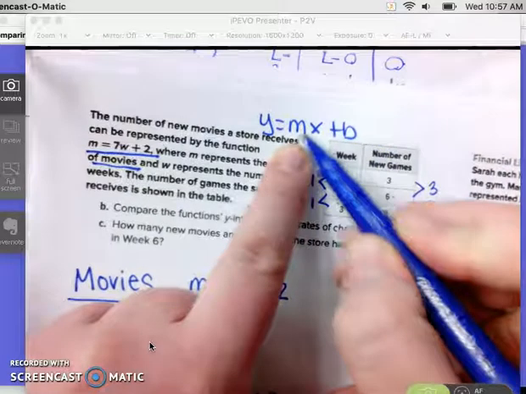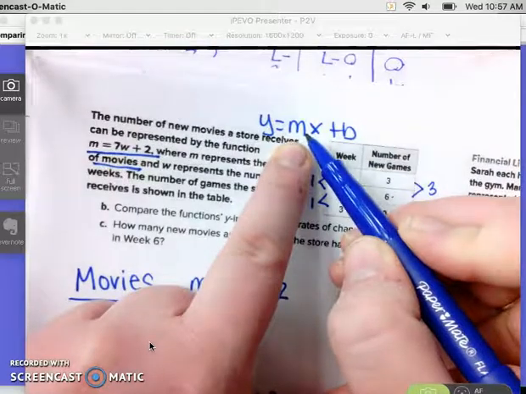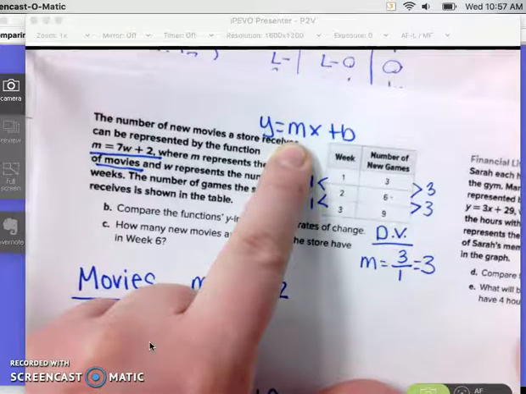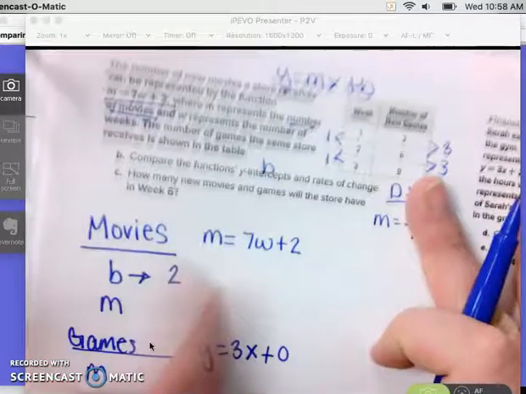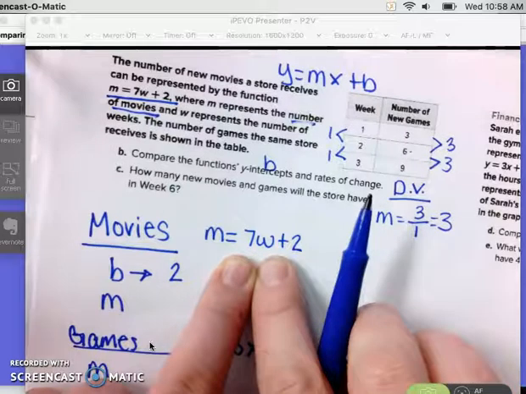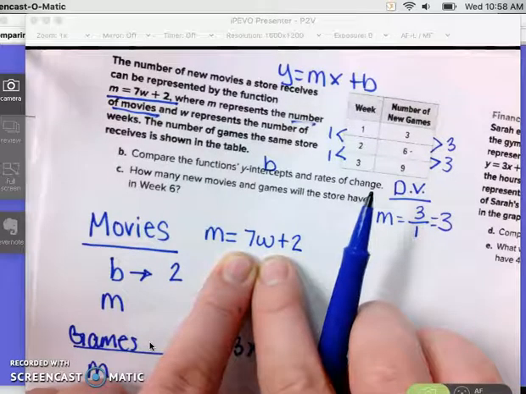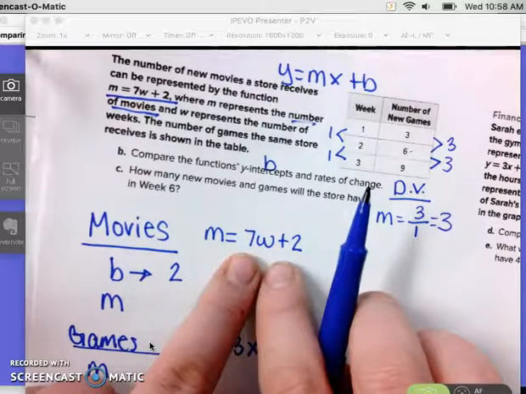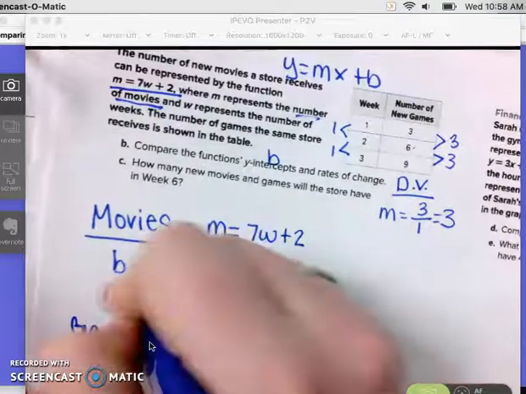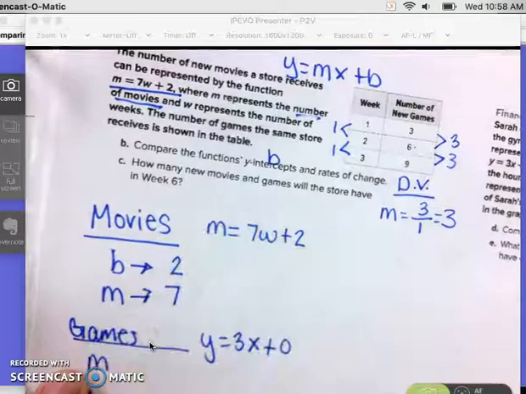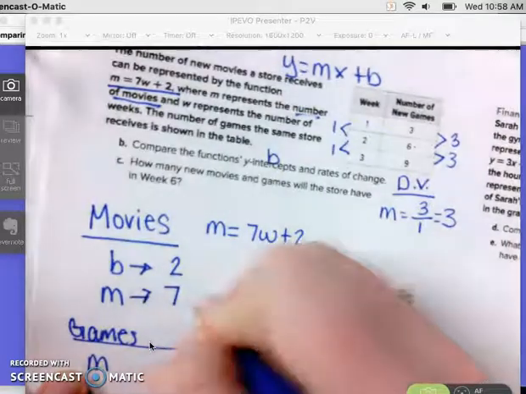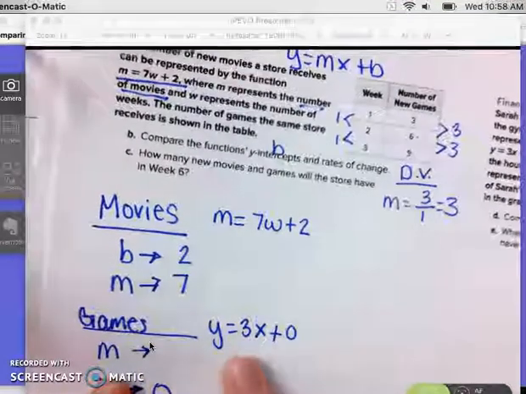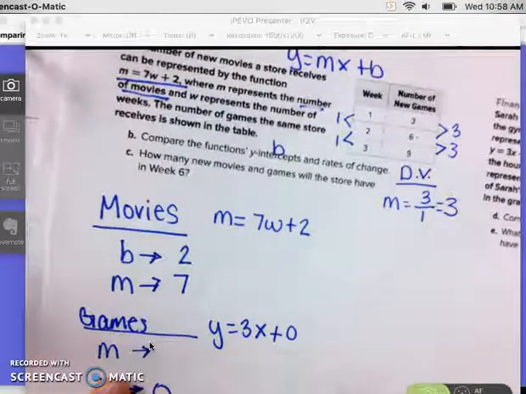So I'm going to be multiplying the x or a variable times a coefficient or by a number. So in this equation, I'm multiplying my w by a coefficient of 7. So what's my slope in this equation? 7. Just that means 7 movies per week. And then here, what would this one be then? 3.